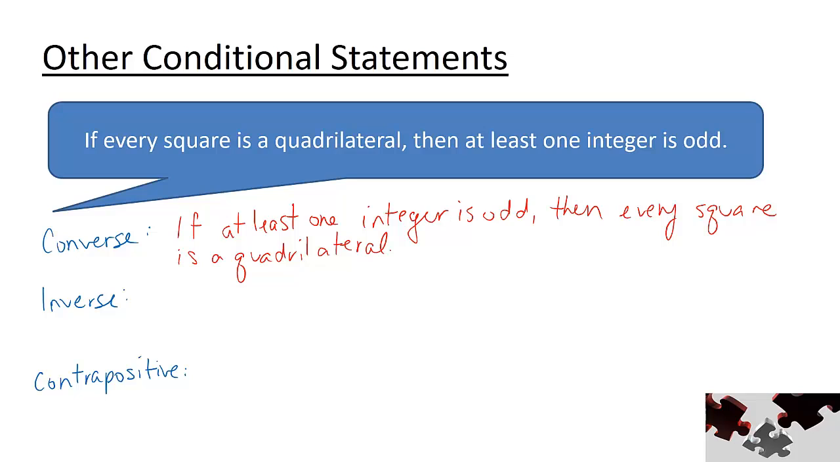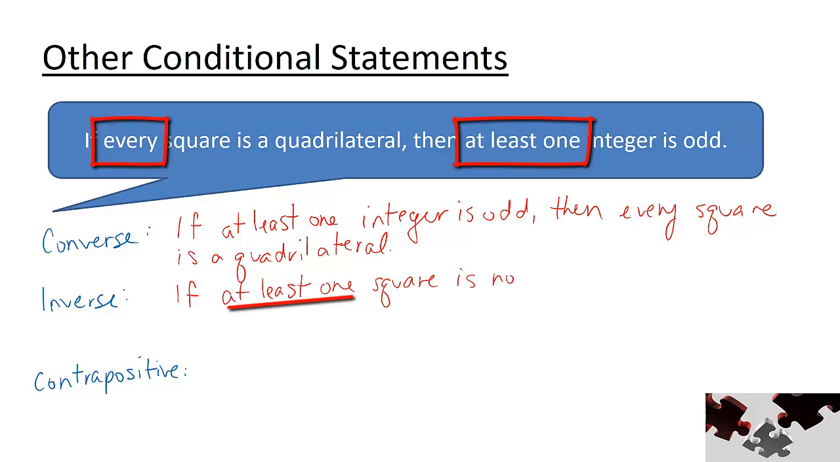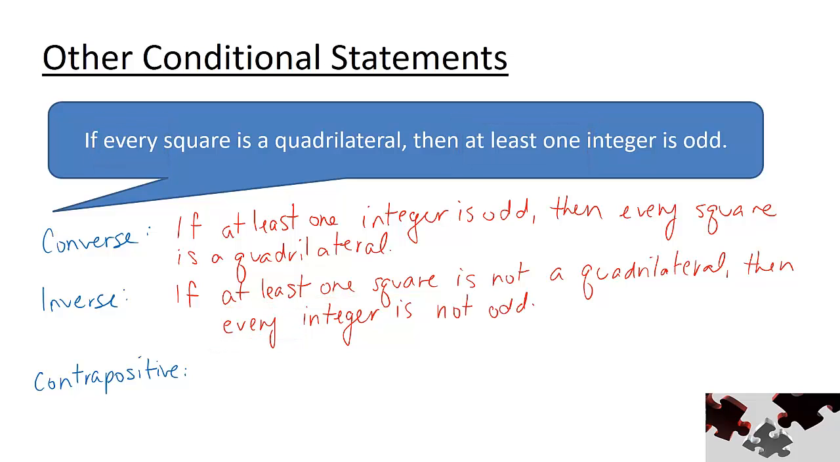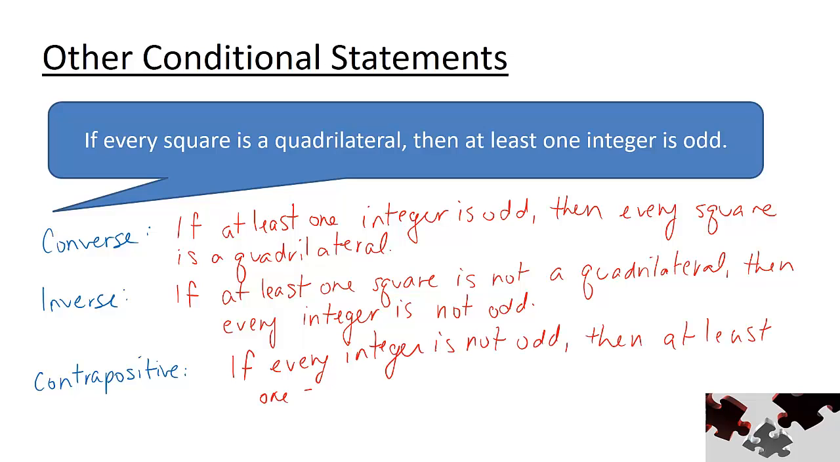Since we're going to be negating quantifiers for the inverse, let's identify them first. There are actually 2 quantifiers, a universal quantifier, every, and an existential quantifier, at least. So remember that our UQ needs to change to an EQ, and our EQ needs to change to a UQ. So for the inverse, I ended up with, if at least one square is not a quadrilateral, then every integer is not odd. Now we've done most of the work to get the contrapositive already in negating our quantifiers. So all we need to do now is take the inverse and swap the order of our 2 statements. If every integer is not odd, then at least one square is not a quadrilateral.